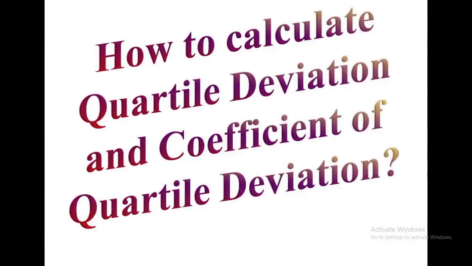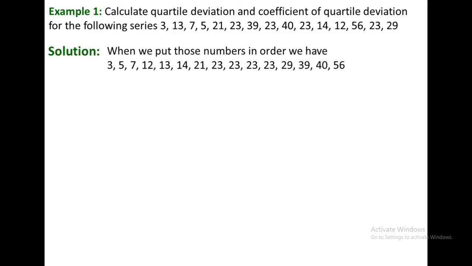How to calculate quartile deviation and coefficient of quartile deviation? So now we will take some examples to get a better idea of how to apply these concepts to various kinds of distributions. First, we will try to locate the quartile deviation and coefficient of quartile deviation in a series of individual observations. In example 1, we have to calculate quartile deviation and coefficient of quartile deviation for the following series. First of all, we will arrange all these numbers in ascending order.